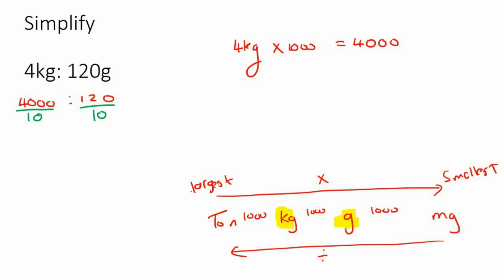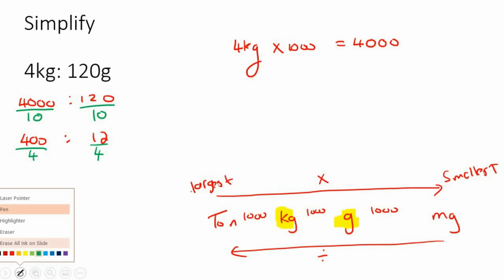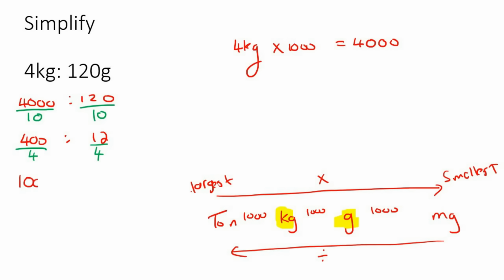Okay, so if you divide this by 10, it just gives you 400, and then if you divide this one by 10, it'll give you 12. Now we know that the number 2 can go into both, but also the number 4. So I'm going to use the number 4. So I'm going to divide this side by 4 and divide this side by 4, and then I end up with 100 over here and 3 over there. Now there is no number that can go into 100 and that can go into 3. And so that would be our final answer.